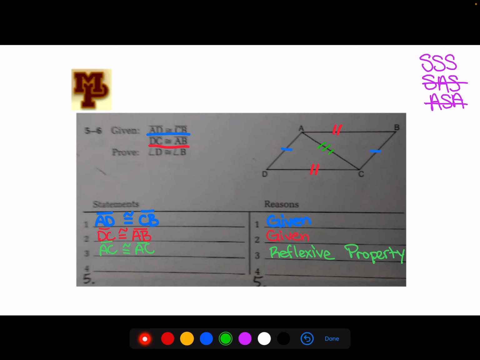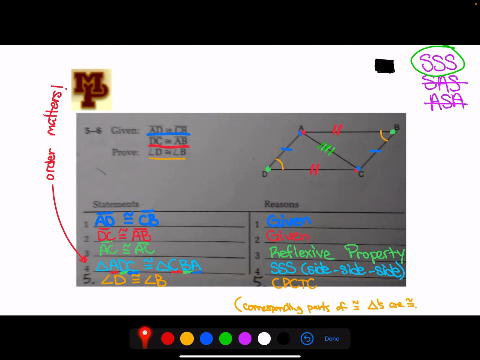Now at this point, side, side, side seems like it'll work because I have a side and a side, and same on my other triangle. We have 3 sides as well. So therefore I can say triangle ADC is congruent to triangle CBA by side, side, side.